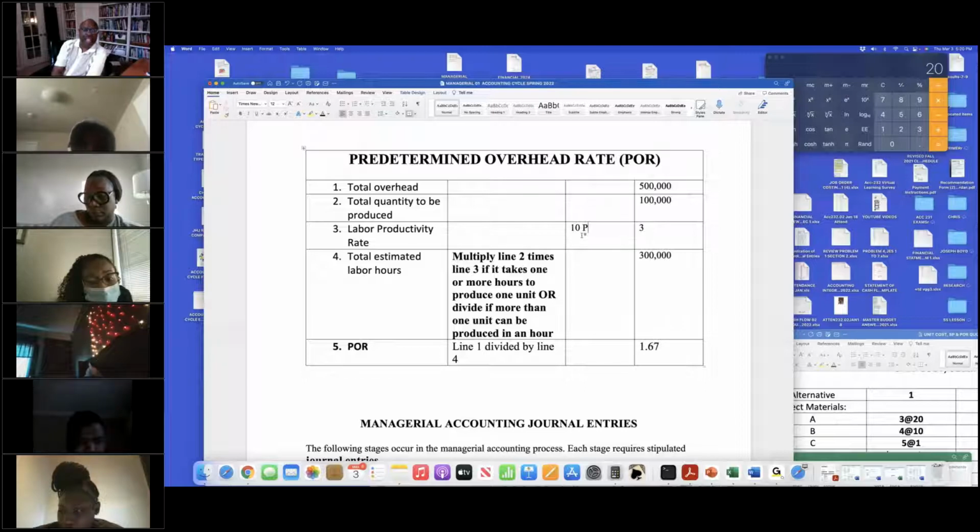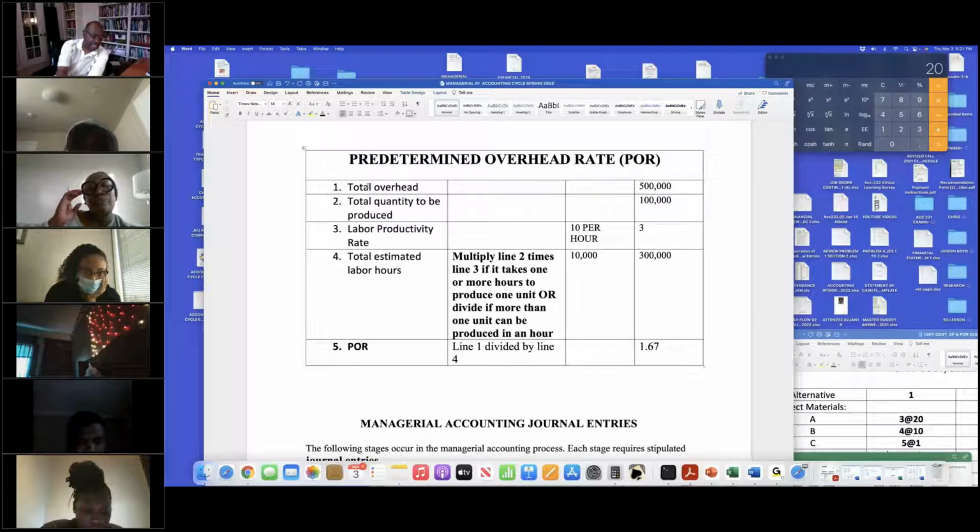Then you would divide into the 100,000 because it would only take you 10,000 hours. So same thing, 3 hours, multiply. 10 per hour, divide. Now we're gonna divide this 10,000 into the 500,000. So what's our POR in that case? 3. What's the POR be in this case? You said divide 1,000 into 300,000. Line 1 by line 4. Line 1 divided by, how much is that?